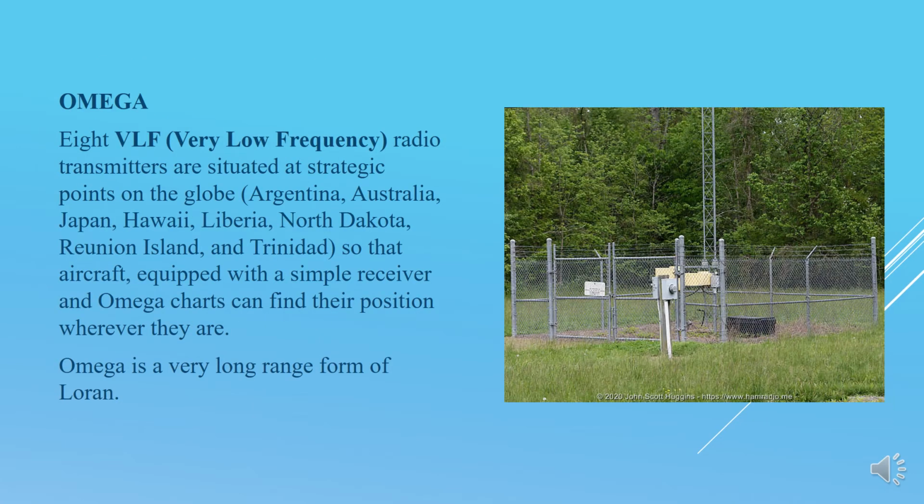Omega VLF, very low frequency radio transmitters, are situated at strategic points on the globe: Argentina, Australia, Japan, Hawaii, Liberia, North Dakota, Reunion Island, and Trinidad, so that aircraft equipped with a simple receiver and Omega charts can find their position wherever they are. Omega is a very long-range form of LORAN.